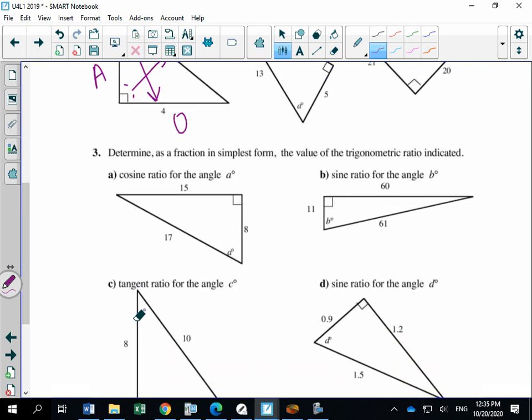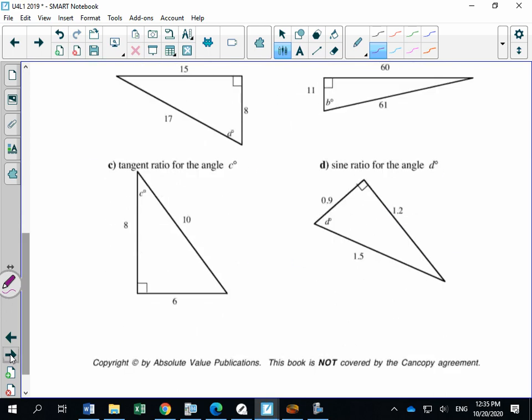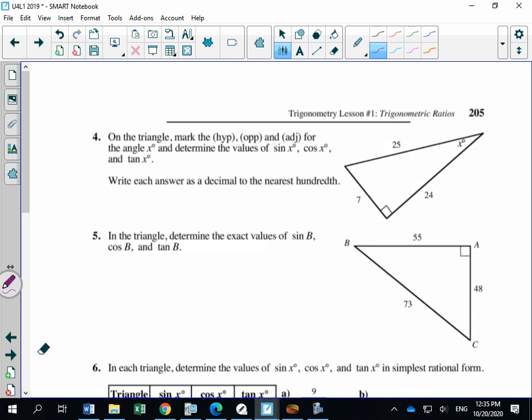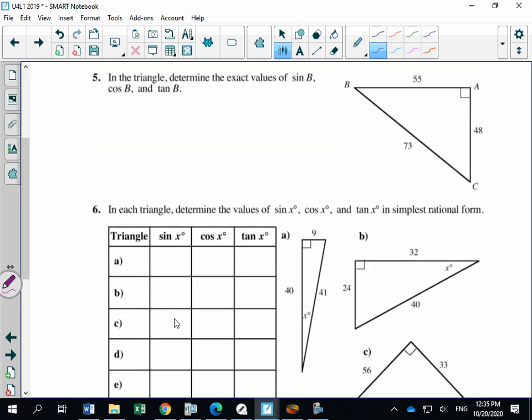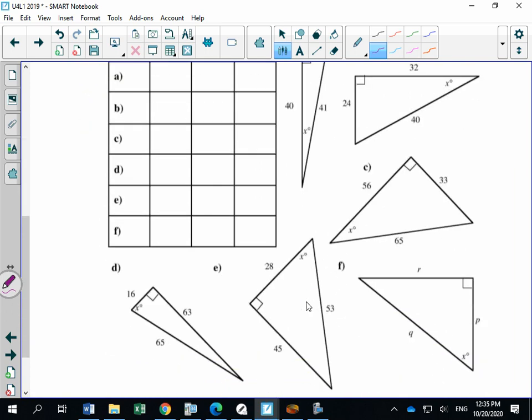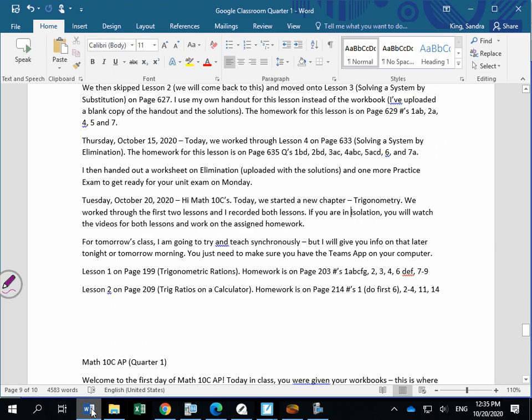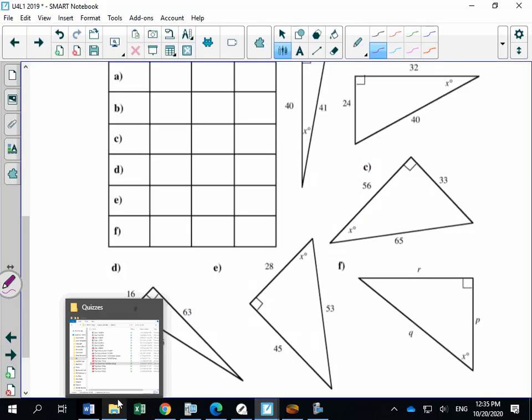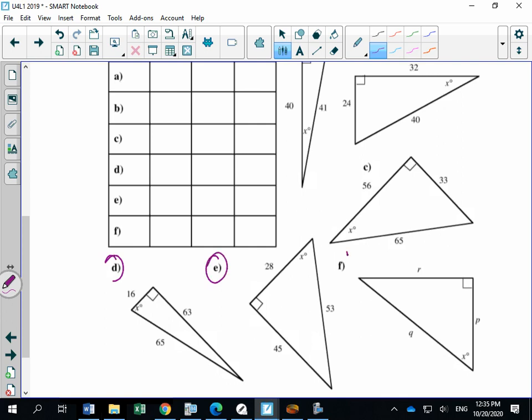Circle number 3. And they tell you in the question, they want A, they want B, they want C, they want D. So that's what you're giving the eyeballs to. Flip your page, circle 4. Circle 6. And all I want you to do for 6, because there's a lot of work here, just let me check what I assigned. 6, only 3 triangles. Do D, E, and F.